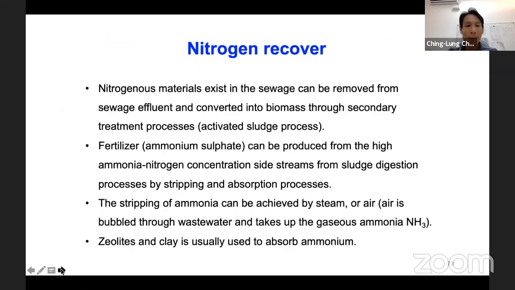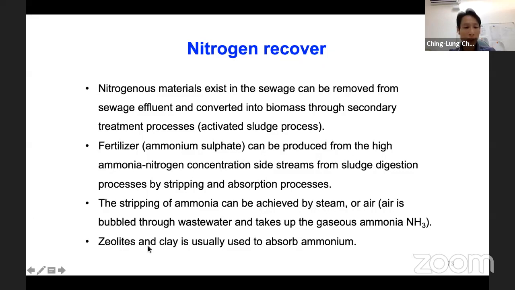And this is nitrogen recovery. Nitrogenous material exists in the sewage. It can be removed from the sewage effluents and converted into biomass through the secondary process. Then fertilizer can be produced from the high ammonia nitrogen concentration side stream from the sludge digestion and processed by a stripping absorption process. The stripping of the ammonia can be achieved by steam or air.